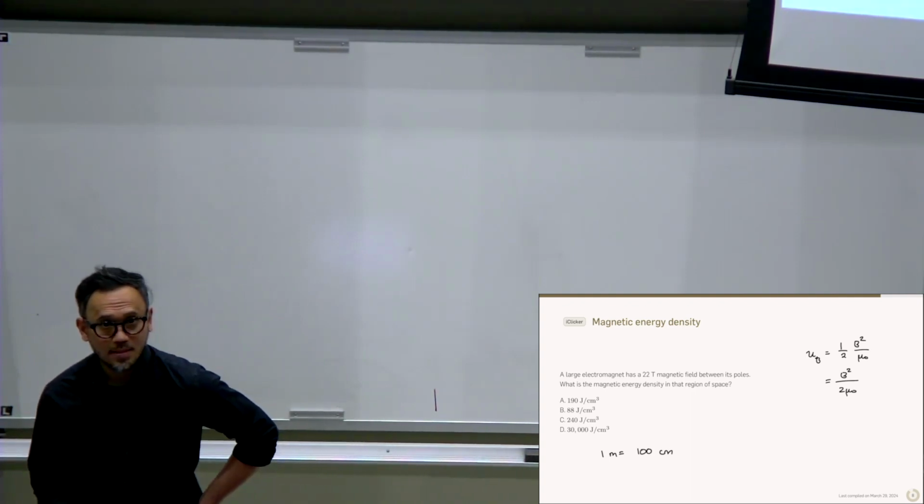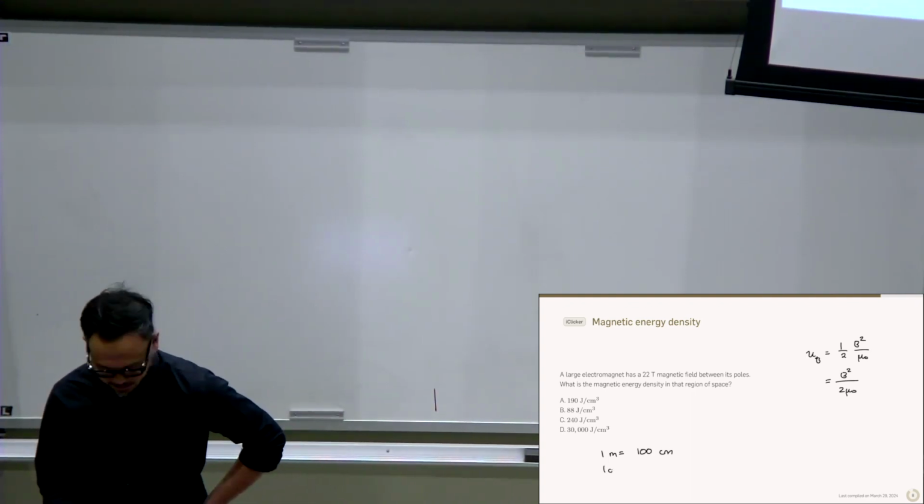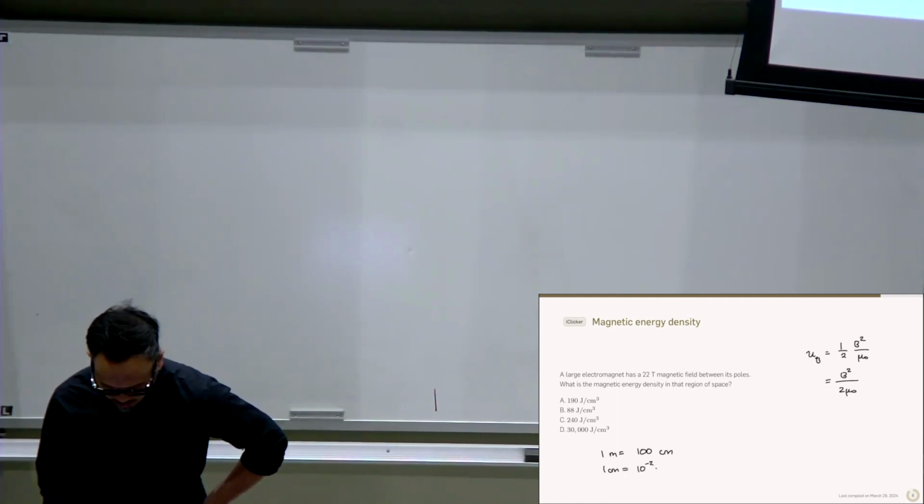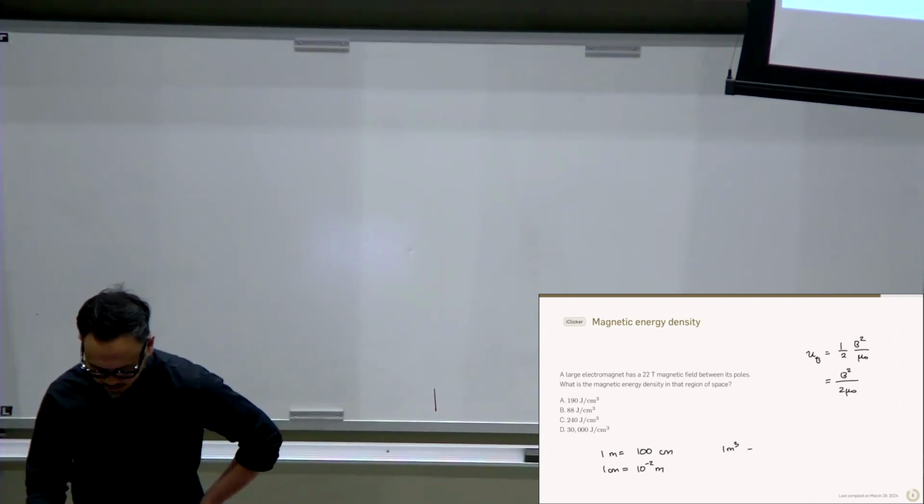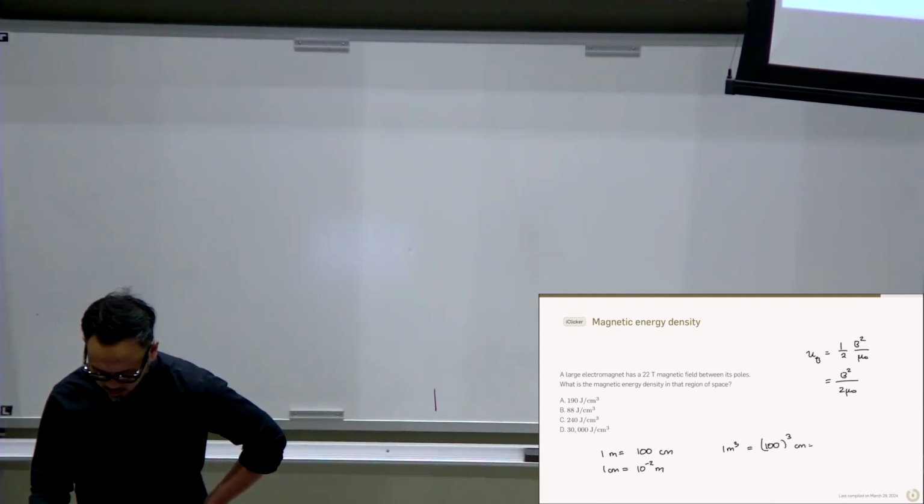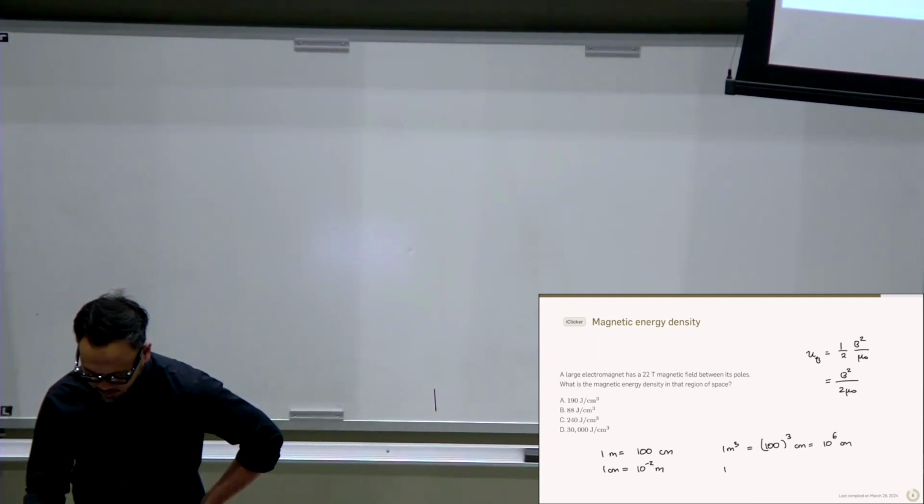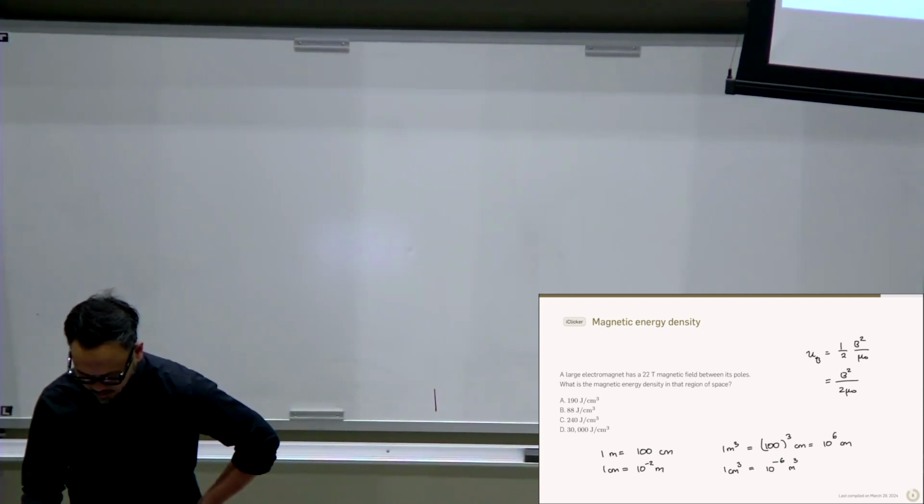You know this. Do you know that or no? And then 1 centimeter is 10 to the minus 2 meter. Okay. So as long as you know that, then you should be good. And then 1 meter cubed is equal to 100 cubed centimeters, so it's basically a million cubic centimeters. So similarly, 1 cubic centimeter is equal to 10 to the minus 6 meter cubed.